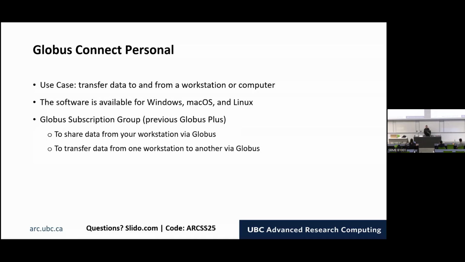Now, by default, Globus Connect Personal only allows you to transfer to and from your workstation. If you need to share data that are stored on your workstation through Globus, you'll need something called Globus Subscription Group, previously known as Globus Plus. So you can request for that to be added to your Globus workstation endpoint, Globus Connect Personal. Those requests will go to UBC Advanced Research Computing, who will process your requests and enable that for you so that you can even share data that's stored on your workstation if there's a need for that.